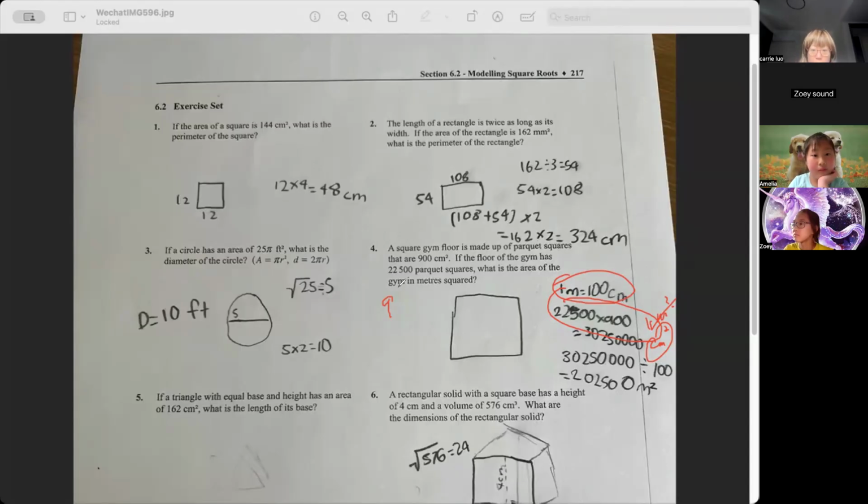Okay, so 1 meter equals 100 centimeters. How about 1 meter square equals how many centimeter square? This one, please send it to me by chat.